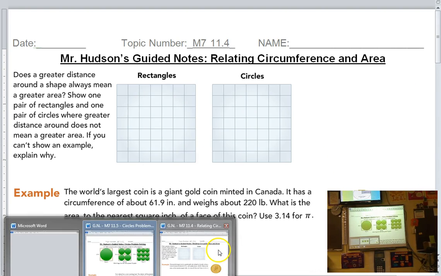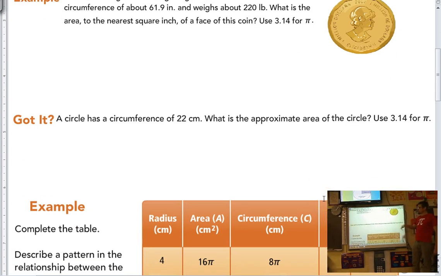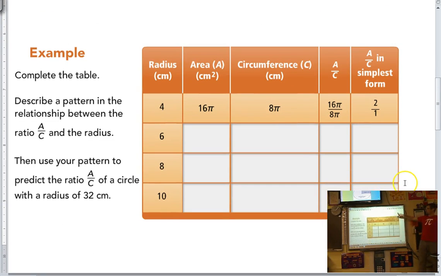So you have your packets, right? You have 11.4 and 11.5? So how far were we in 11.4? This is the first example. Yeah, we were talking about this giant gold coin, right? And so we did some math with that. Let's go on down to this table, actually. I want to look at this table.